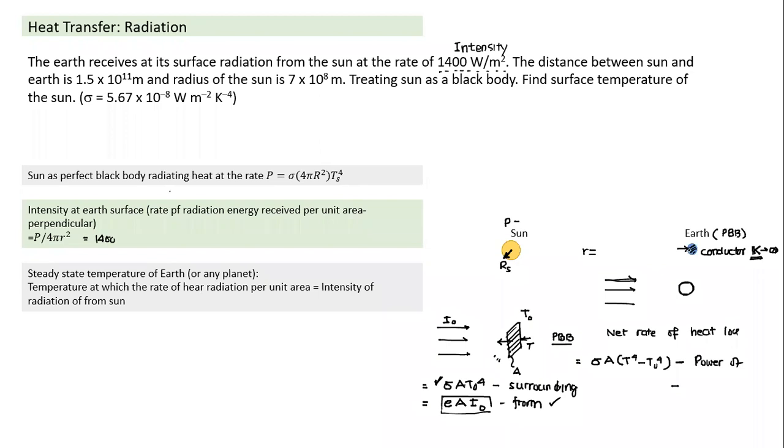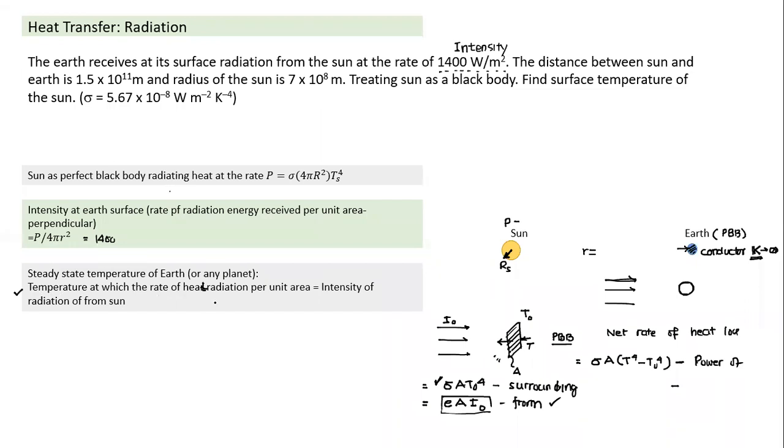How would I calculate it? It will reach a steady state when the net rate of radiation is zero. Whatever heat it is receiving, the same amount of heat is radiating. So the energy received will be equal to the energy radiated. The temperature at which the rate of heat radiation per unit area equals the intensity of radiation from the sun is the steady state temperature of the Earth.